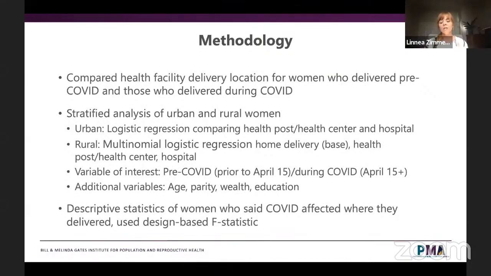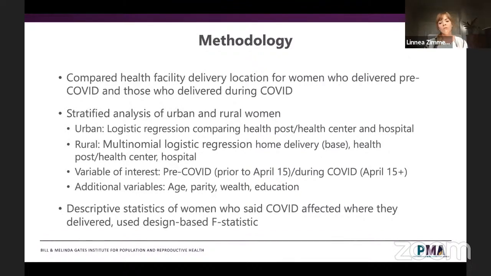So our primary variable of interest is whether the woman gave birth either pre or post COVID. And we define that actually as April 15th, although the state of emergency was put into place on the 8th, we assume that there's going to be some lag in getting that information out to all women. And actually, if we repeat this analysis using post or during COVID being May 1st, we will actually see that the results are even stronger. So there does appear to be some kind of lag period.